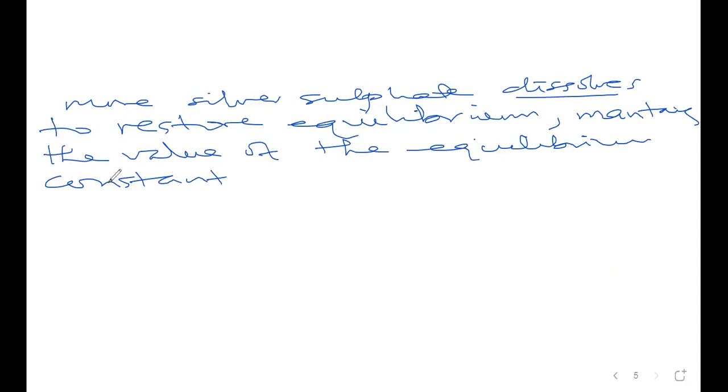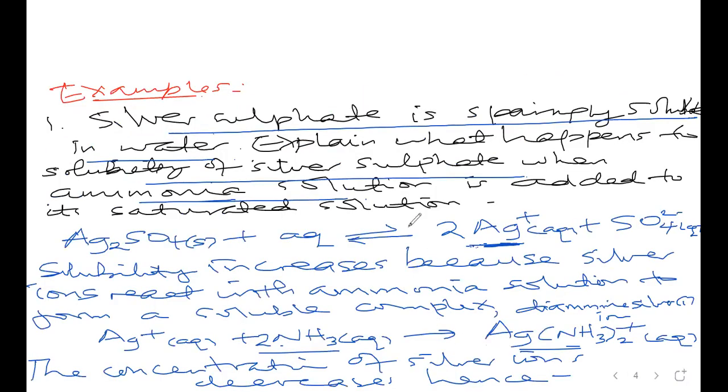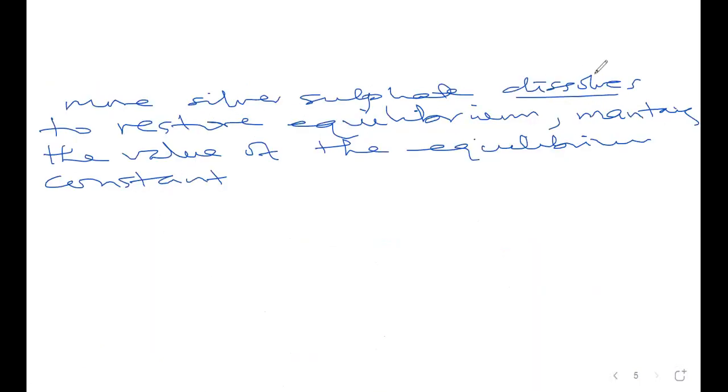Are we together? Yes, teacher. So that's how we explain. How shall we award marks here? We shall say solubility increases. Why does it increase? Silver ions react with ammonia to form a soluble complex, and you name it and write the equation. Concentration of silver ions decreases. More silver sulfate dissolves. Why? To restore equilibrium, maintaining the value of the equilibrium constant.